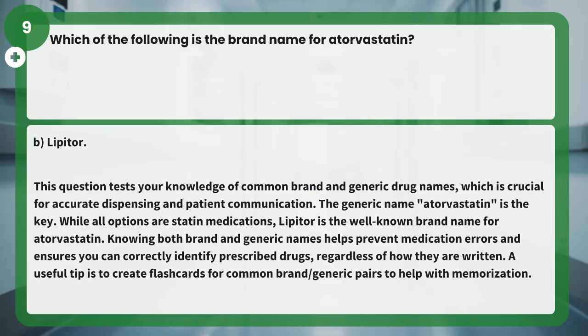Answer B. Lipitor. This question tests your knowledge of common brand and generic drug names, which is crucial for accurate dispensing and patient communication. The generic name atorvastatin is the key. While all options are statin medications, Lipitor is the well-known brand name for atorvastatin. Knowing both brand and generic names helps prevent medication errors and ensures you can correctly identify prescribed drugs, regardless of how they are written. A useful tip is to create flashcards for common brand/generic pairs to help with memorization.